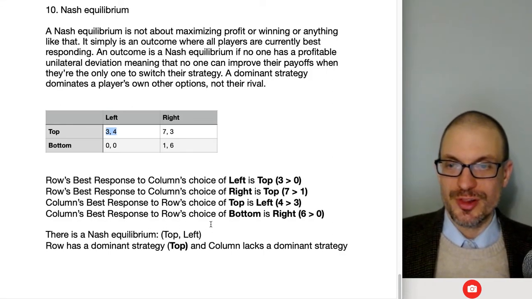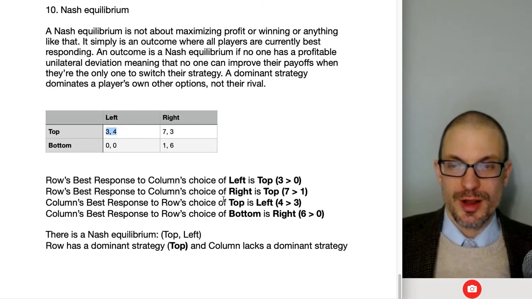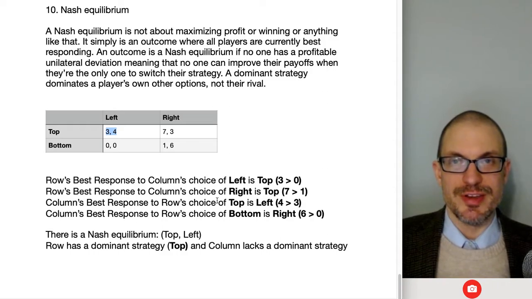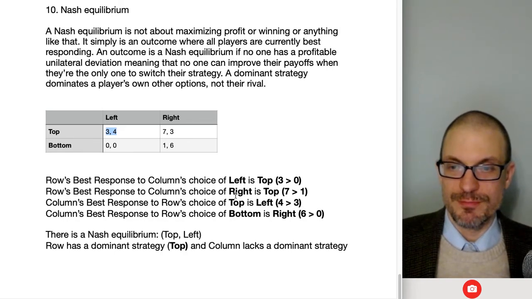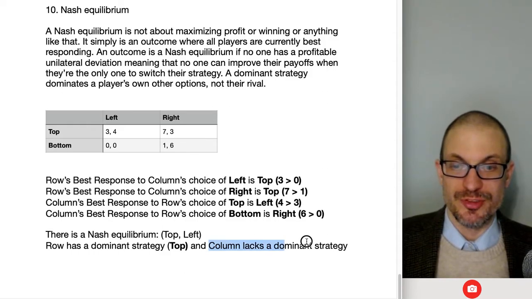Is this a prisoner's dilemma? No. For a game to be a prisoner's dilemma, both players have to have a dominant strategy, and joint payoffs have to be higher when they both play their non-dominant strategy. That didn't happen here. We know immediately this is not a prisoner's dilemma because column does not have a dominant strategy.